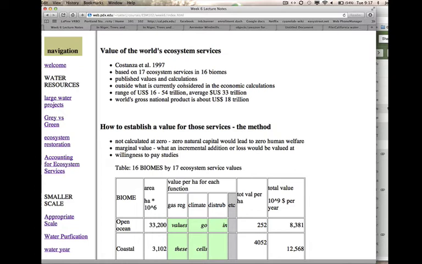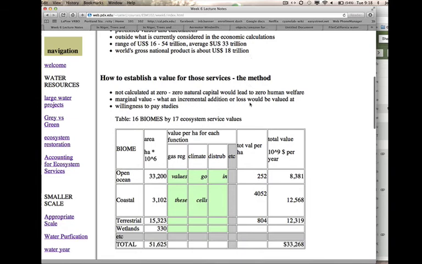And all of these things were outside of current economic calculations. So it wasn't water being sold by a profit company. It was just like water provisioning. And the range of ecosystem services that they estimated was between $16 and $54 trillion per year, with an average of $33 trillion per year. And just to put that in context, the world's gross national product is $18 trillion. So the average was about twice the formal economy.